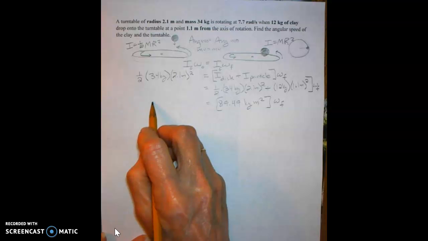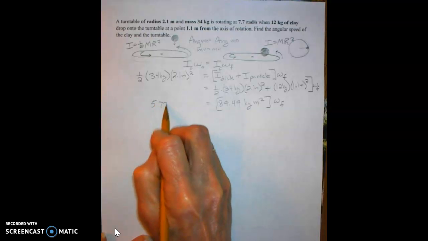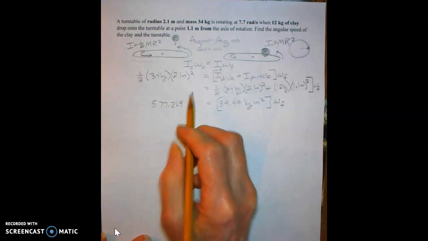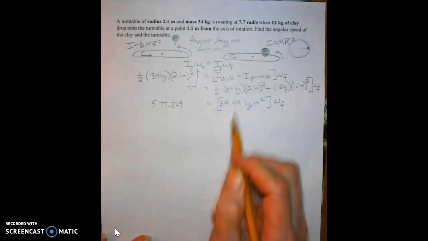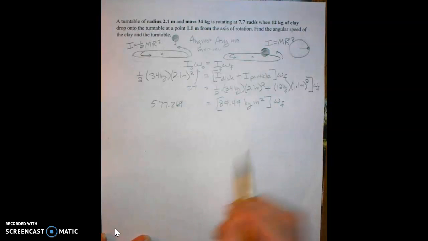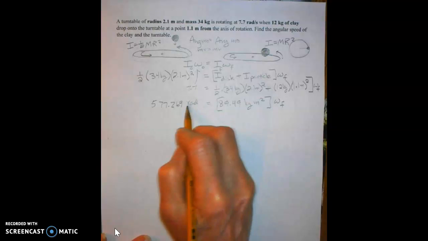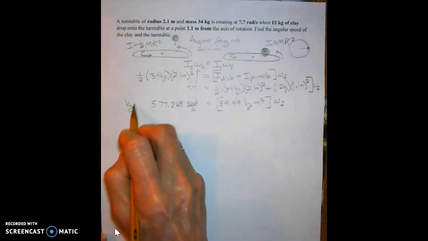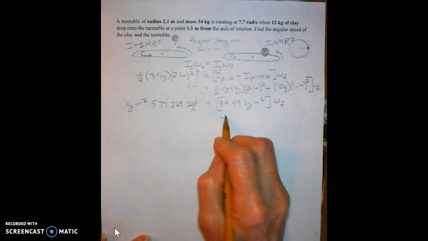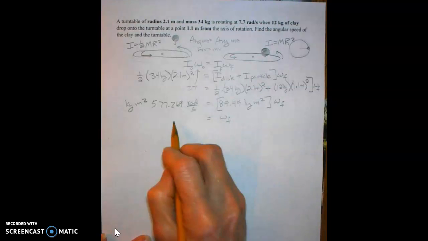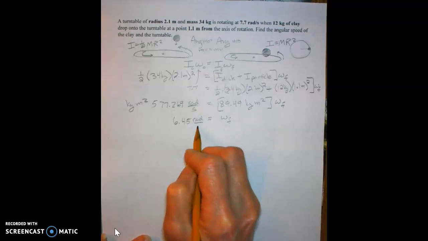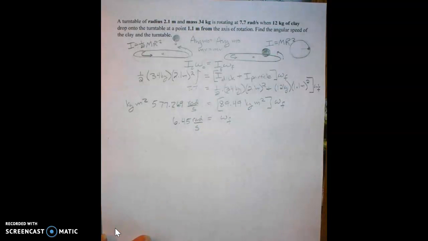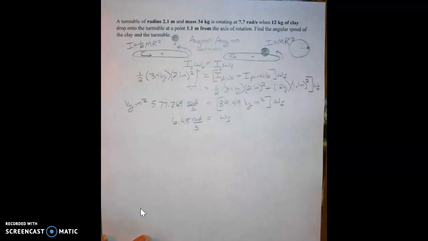Where on the left-hand side, I come up with 577.269, a bigger number because we multiplied it times the rotational velocity right there, which was given in the problem as 7.7 radians per second. So that means my unit over here has radians per second in it, and kilograms, and meters squared. So the units are going to work out beautifully. When you go ahead and divide on your calculator, you should get 6.45 radians per second. So there you have a classical conservation of angular momentum problem.